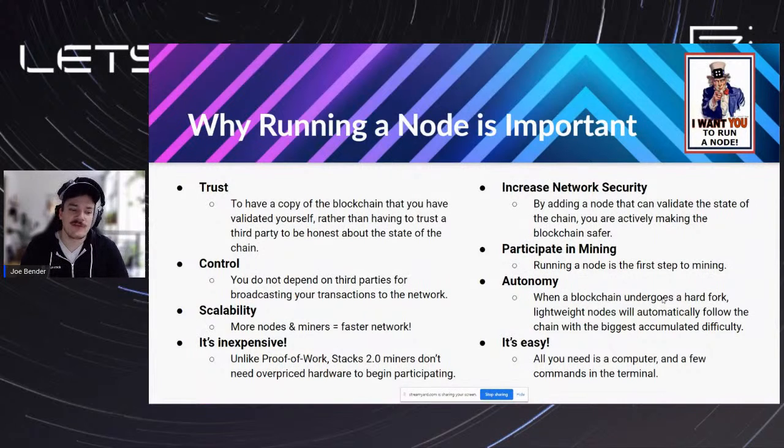Running a node is important because you can trust the blockchain. You could send a transaction from your own node. You don't have to rely on third parties. More nodes and miners equals a faster network scalability. It's inexpensive, unlike on Bitcoin and Ethereum, where you have these massive ASICs. They're called ASICs. They're custom GPUs that they just fill warehouses full of to compete to mine Bitcoin. That is not the case on Stacks 2.0.